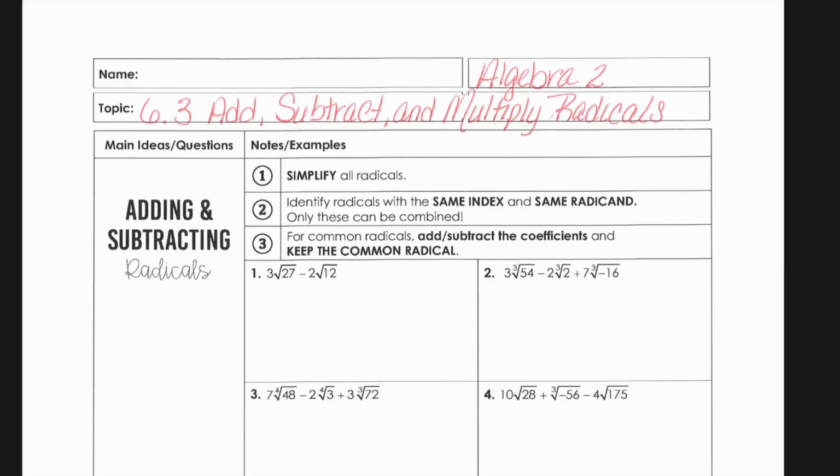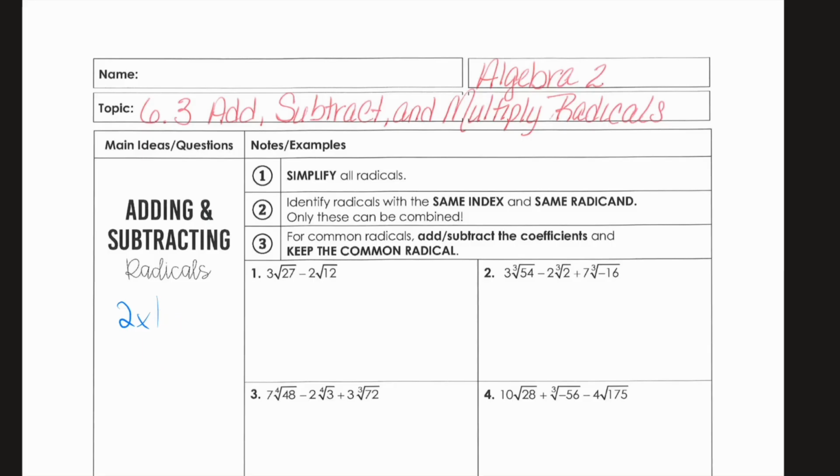Very similar to like terms, just like how we could only combine terms that had the same variables with the same exponents. And for those common radicals, we add and subtract the coefficients and keep the common radical, the index and radicand, the same. Just like how 2x plus 3x, we call it 5x. We keep x the same. We don't make it x squared, but we add the 2 and the 3.